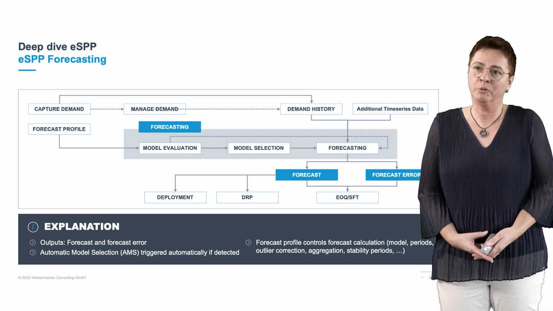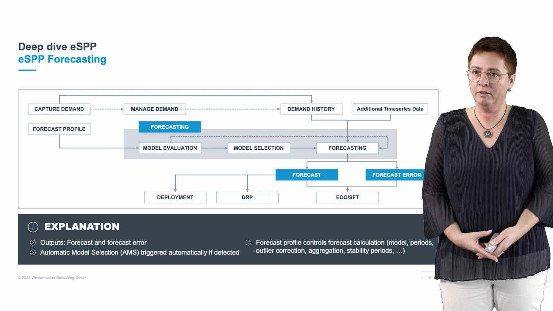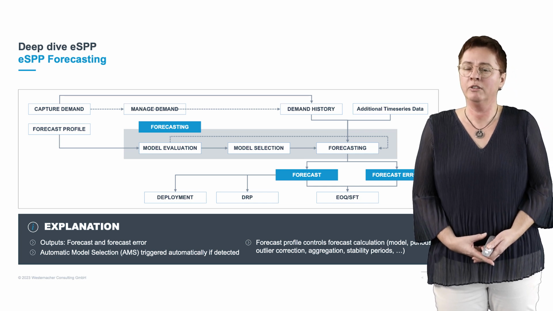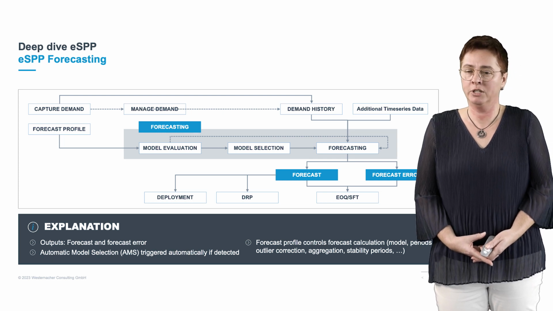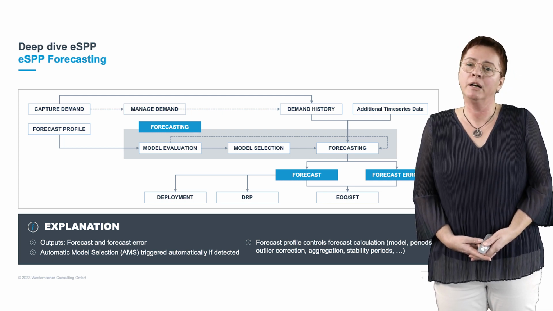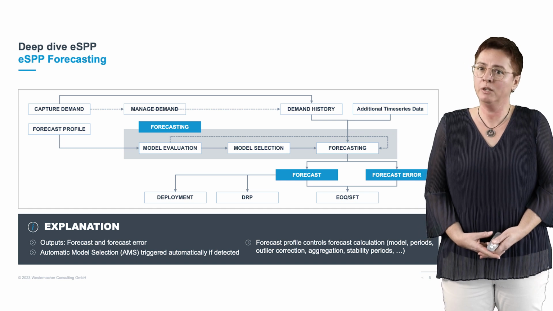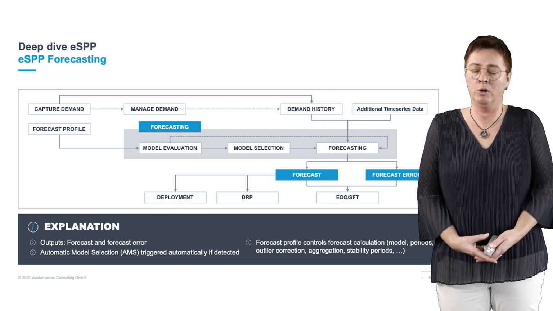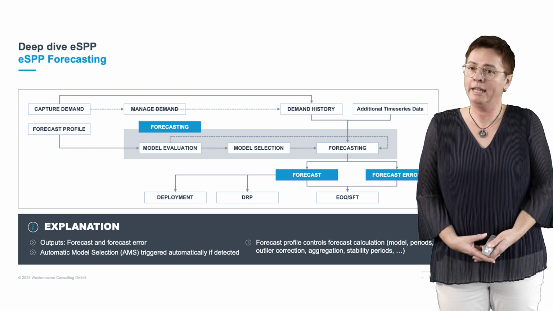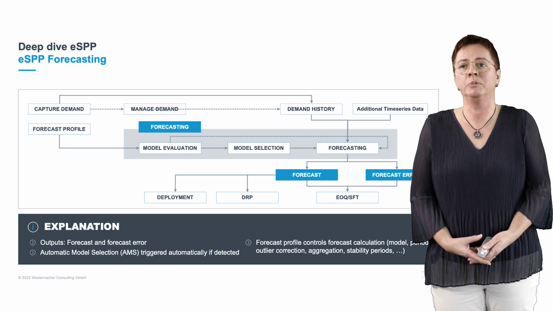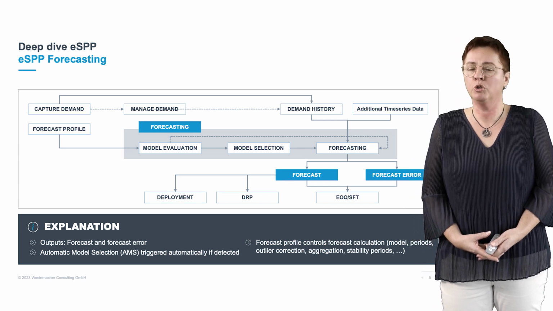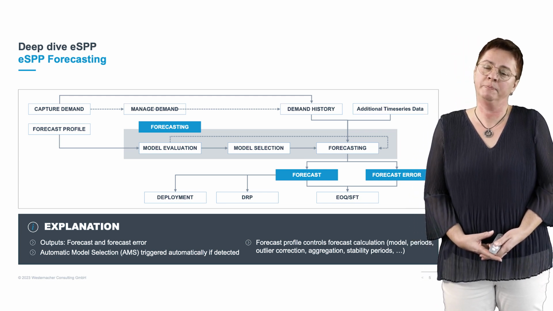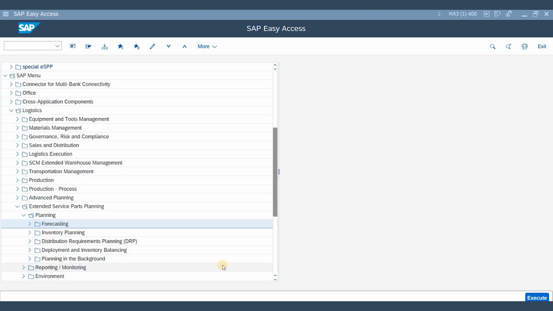The core of the process is the model evaluation, followed by the model selection that leads actually to the best fitting model, and then the forecasting itself. The outcome are the forecast values for the next periods and also a forecast error. Both are flowing into the next processes like inventory optimization, DRP, and deployment. This is what we are going to show you in the next video series. Let's see how forecasting works in eSPP.